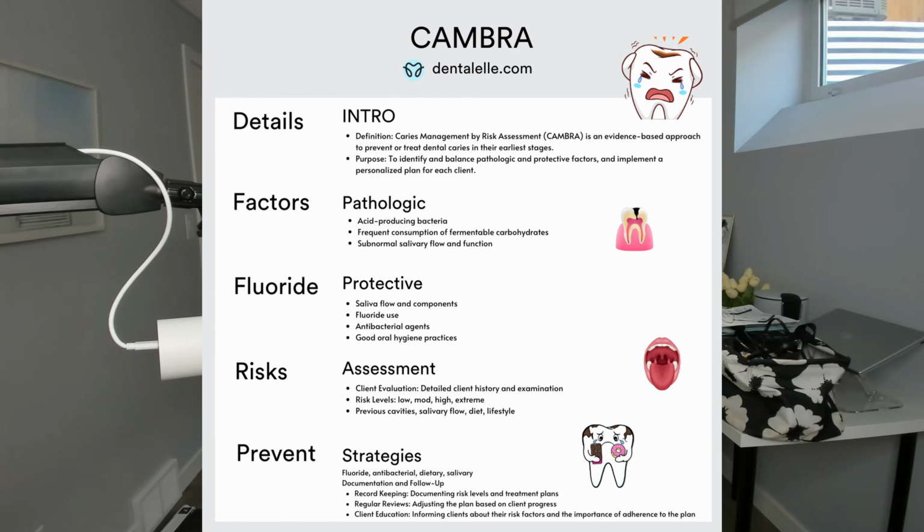Welcome back. Let's talk about CAMBRA, the Caries Risk Assessment Tool. So you're seeing clients and your particular client has a very high caries risk. This is what you've determined in the assessment phase. Now, what did you assess that gives them that high caries risk? Maybe they have a low caries risk. Maybe they have a moderate. Maybe they have an extreme. Maybe they have a high. So we're going to talk about that today and what you need to know for the board exam.